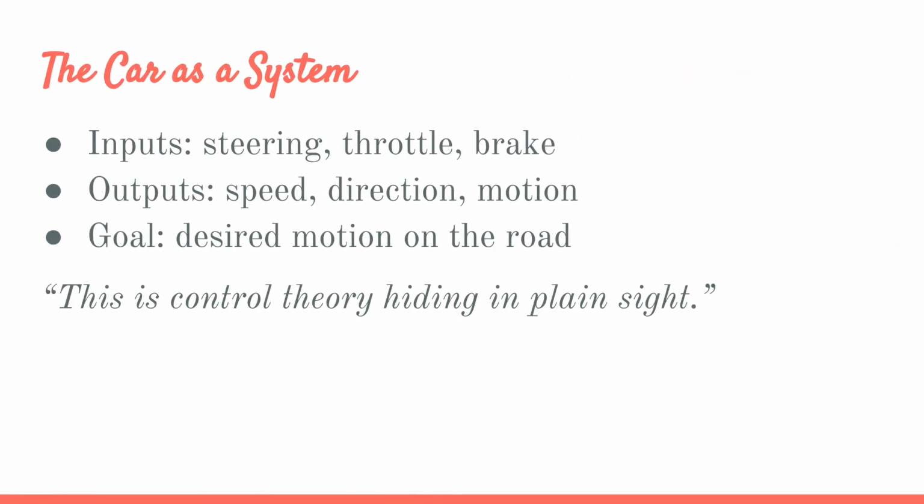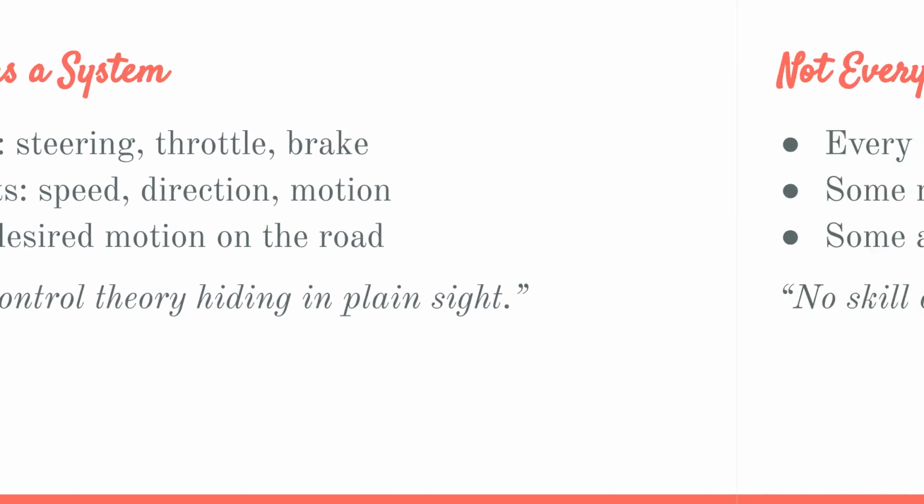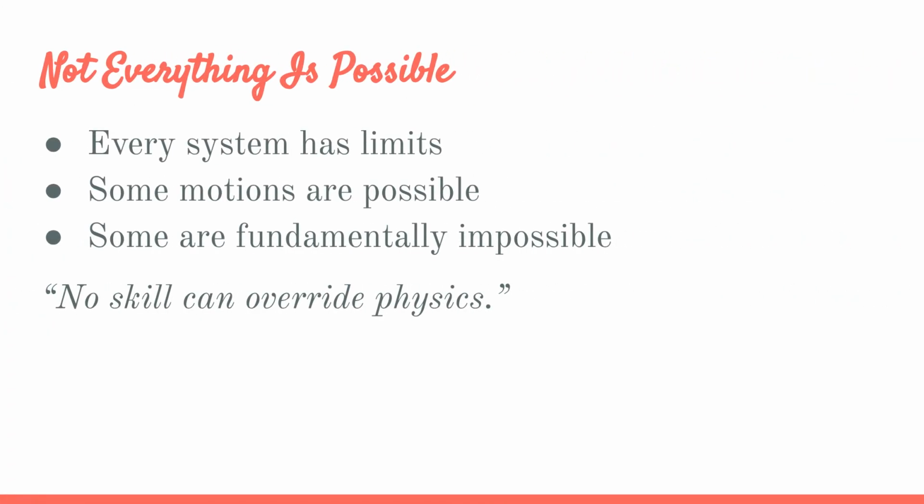Consider the car as a system. The inputs are steering, throttle, and brake. The outputs are speed, direction, and motion. Our goal is the desired motion on the road, which is control theory in plain sight. It is crucial to remember that every system has limits. Some motions are possible, but others are fundamentally impossible. No skill can override the laws of physics.